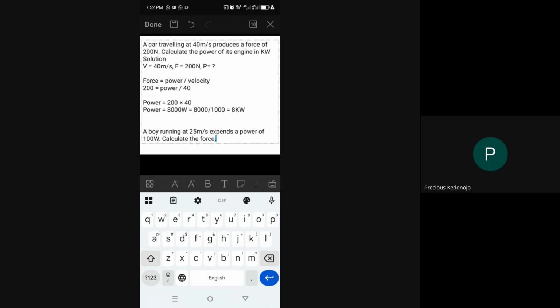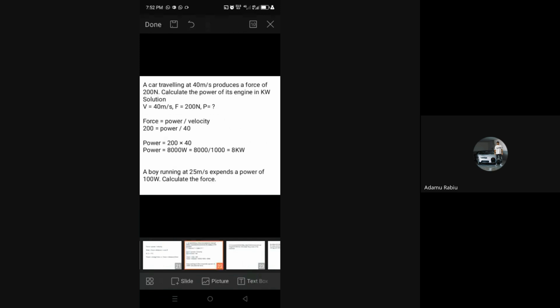Let me even allow you to calculate it and tell me your answer now. You have to calculate force. Twenty-five meters per second, and I'm giving you power 100 watts. Calculate the force. You have only 1 minute.